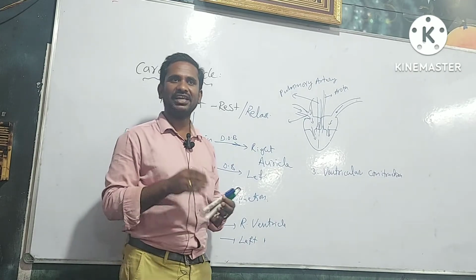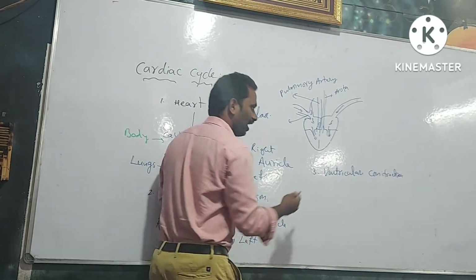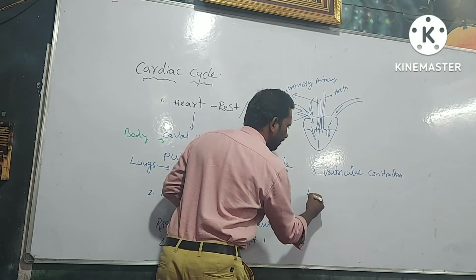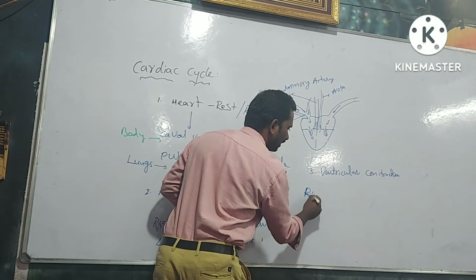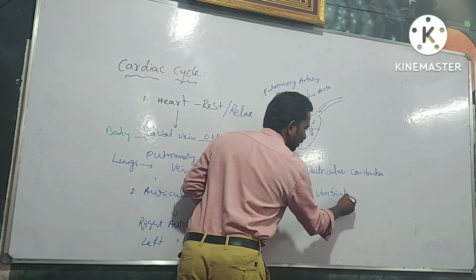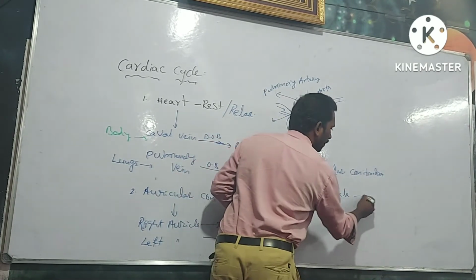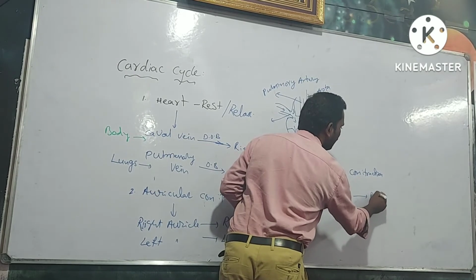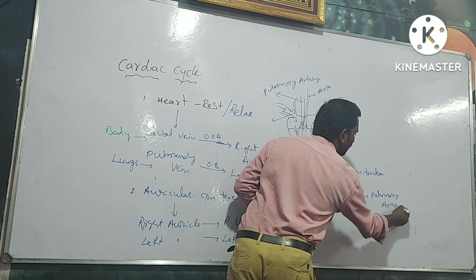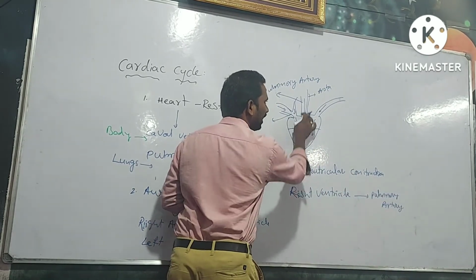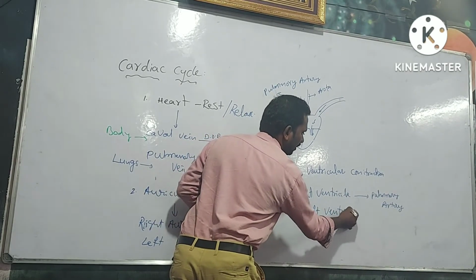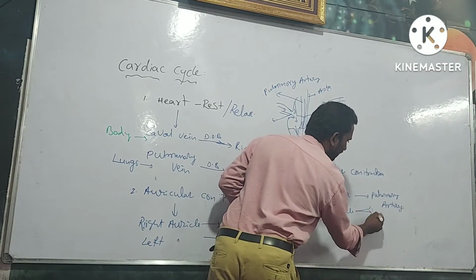Okay, so don't forget, very simple. In the time of ventricular contraction, blood goes from the right ventricle to the pulmonary artery, and then from the left ventricle to the aorta, which means the systemic aorta.